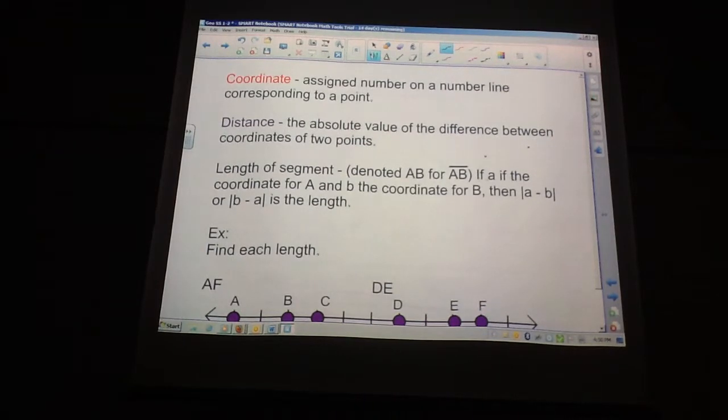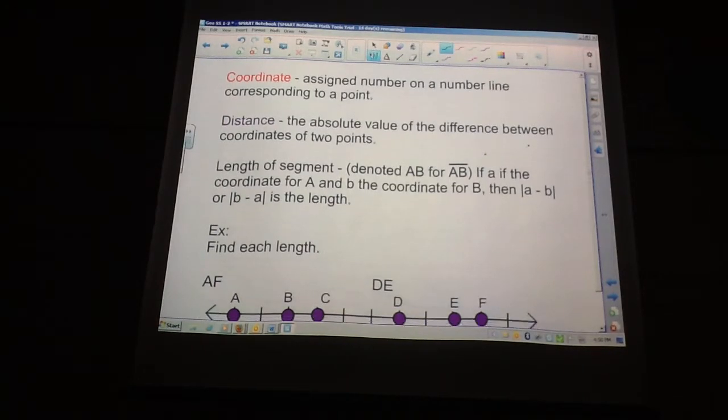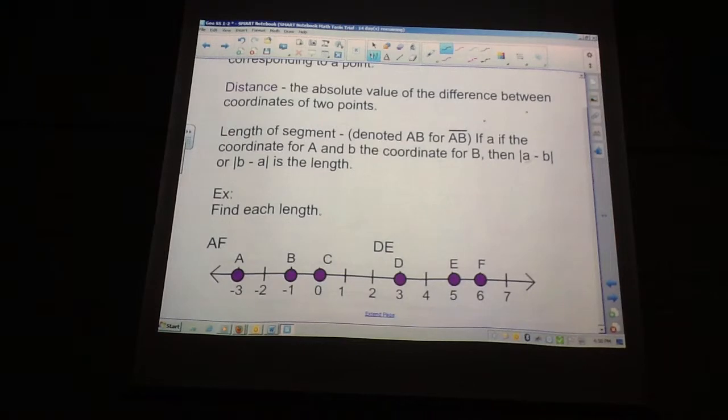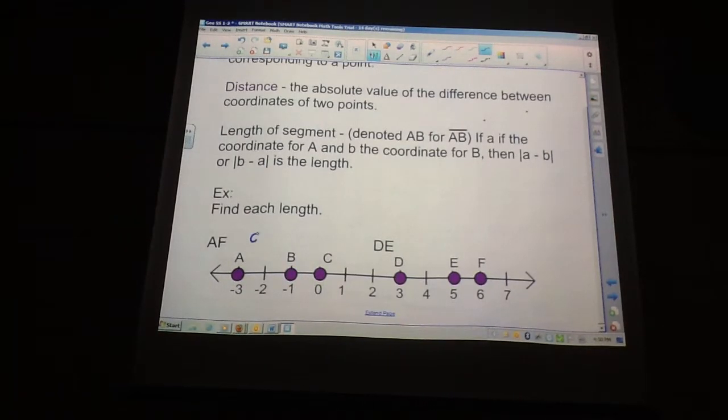Okay, so to find the length, we assign a coordinate for A and we assign a coordinate for B. Usually we'll call A little a. So I think if we look down here, we're trying to find the length of AF. So I'm going to come on down a little bit and we're going to look at the formula. So the formula says that A's coordinate is -3. Now F's coordinate, I'm going to go ahead and call that my point B, and F's coordinate is 6.